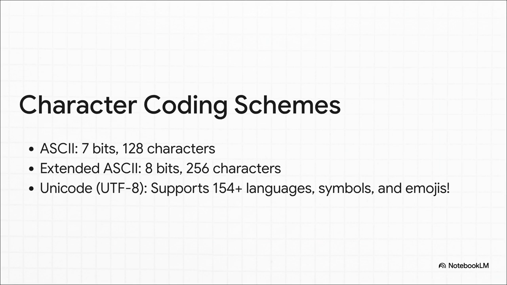Now, ASCII was awesome for English, but the world is a big place, right? So the standards had to evolve. We got extended ASCII, which added more characters, but the real game changer is Unicode. Unicode is this huge universal standard that has codes for characters from over 150 languages, all sorts of symbols, and yep, this is exactly why you can send a pizza emoji or a smiley face to anyone on the planet, and they'll see the same thing.